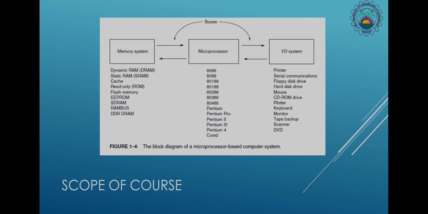In IO systems, you may have a keyboard, mouse, printer and monitor. These are all the input output systems you may attach with a microprocessor.